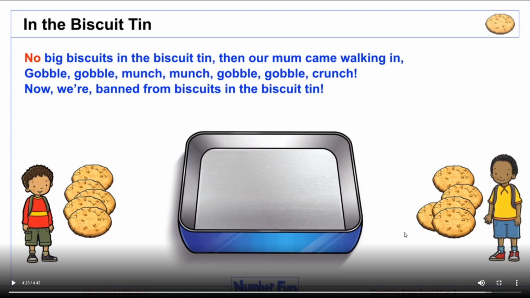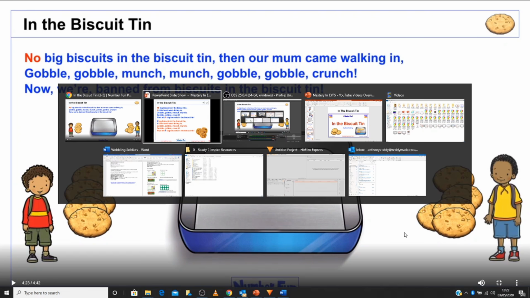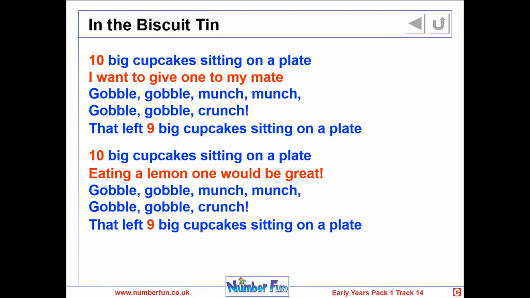Again, great song, really good use of the image, and you can easily do that yourself back in class. You don't need biscuits in the biscuit tin.